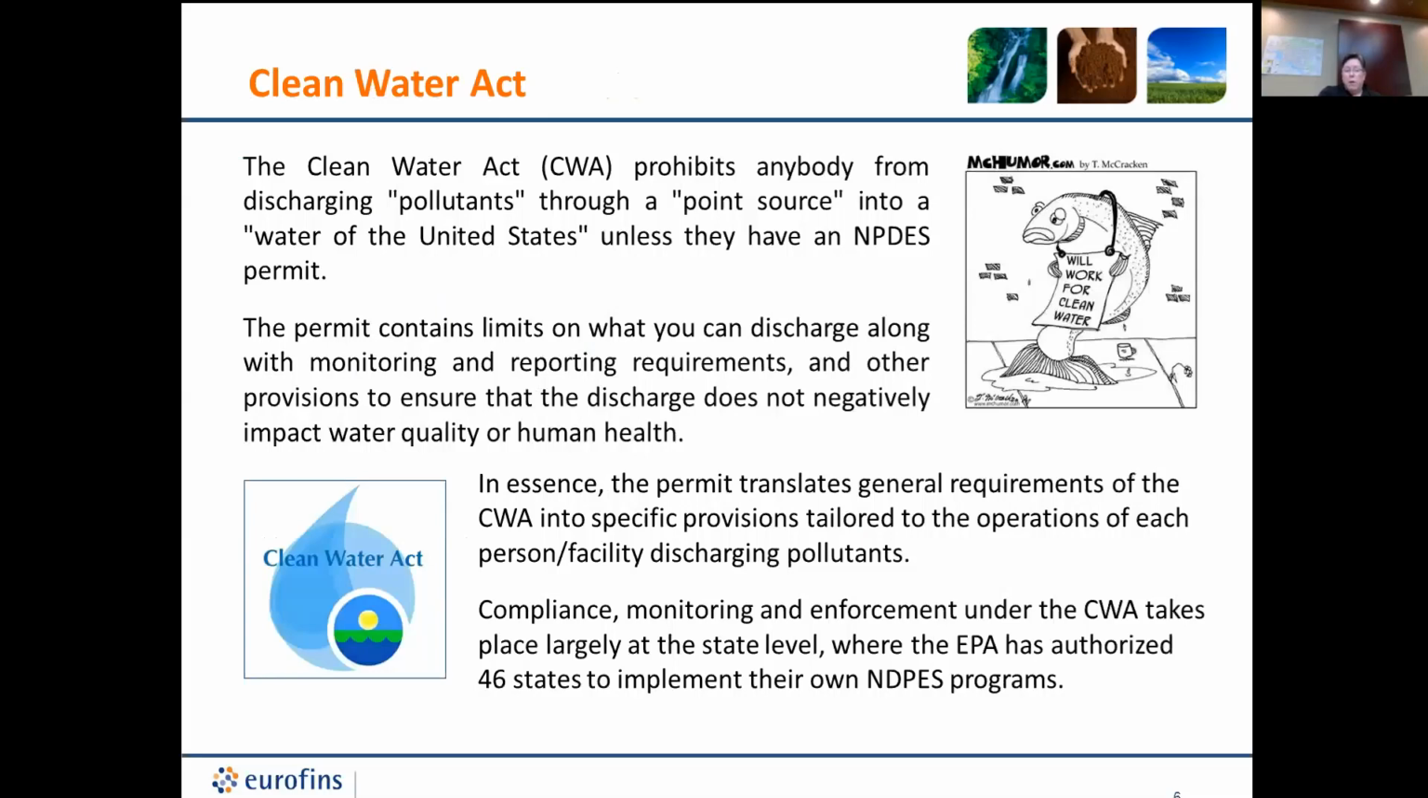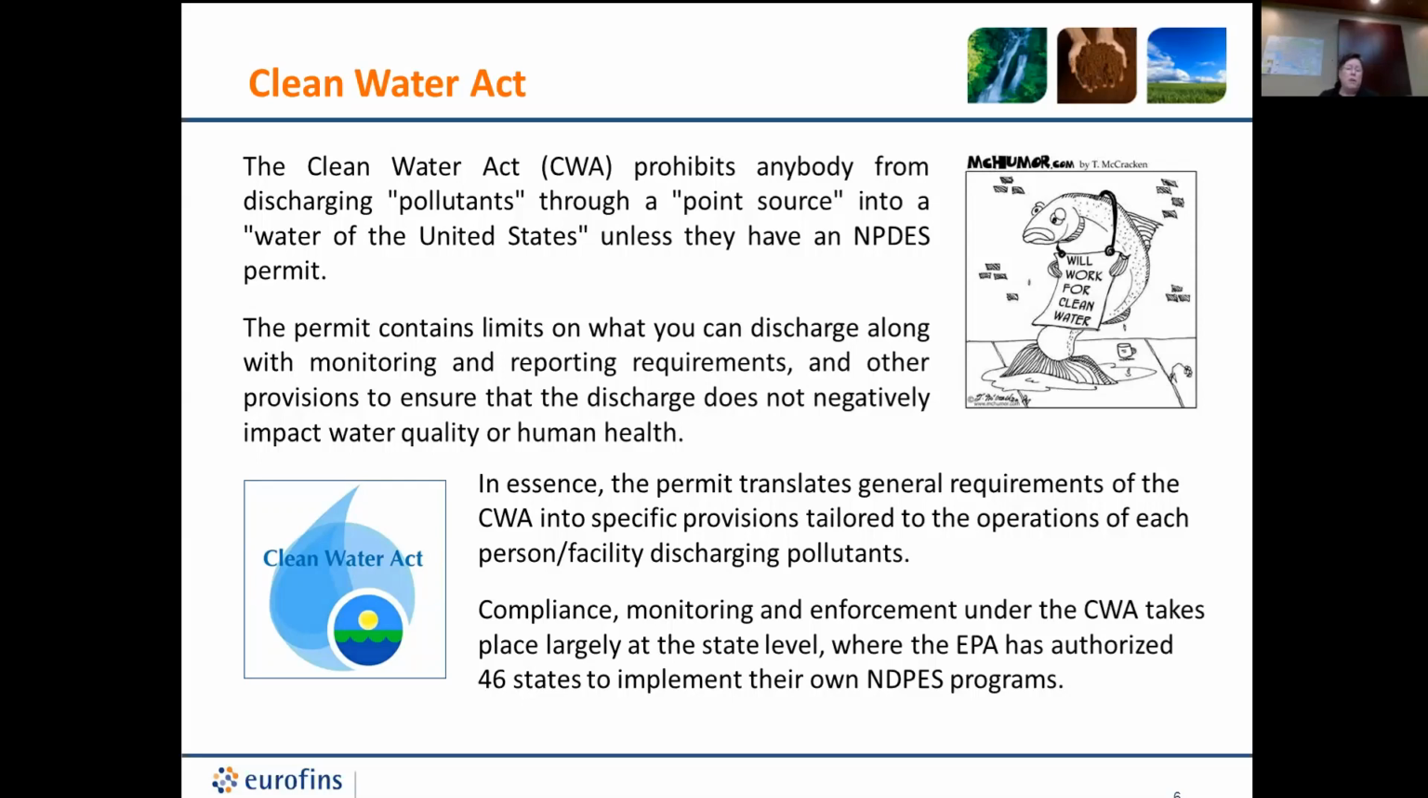A little background on the Clean Water Act. It basically prohibits anybody from discharging anything considered to be a pollutant through what they call a point source, i.e. a generator source, into a water of the United States unless you have a permit from NPDES. And it's that permit that's going to tell you what you can discharge, and how to monitor and report what you are discharging.